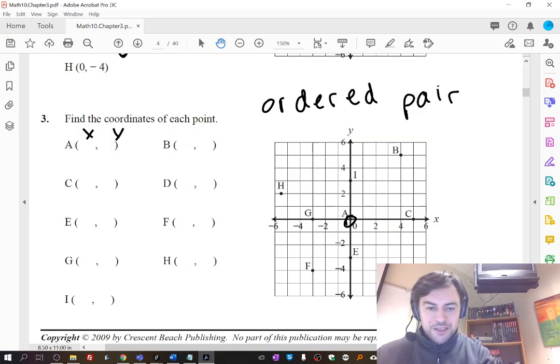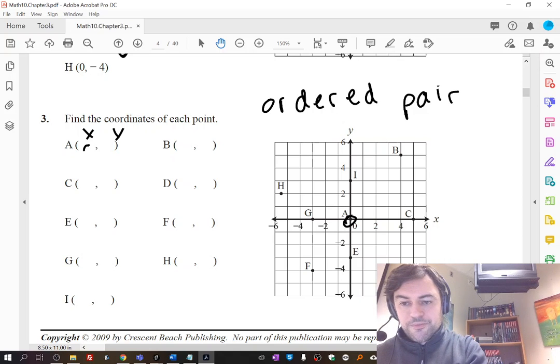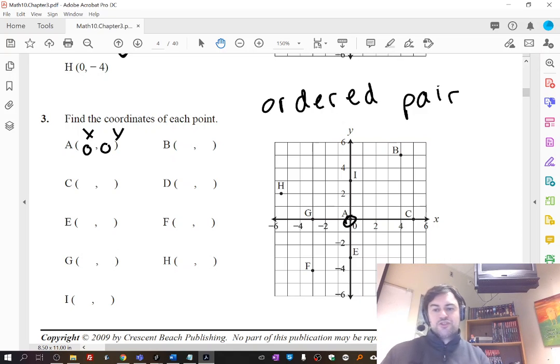So for A, you're just going to look at point A. A is right here. It's in the very center. And you're just going to write down the x and y coordinate of that point. So that's going to be at 0, 0. A is 0, comma 0. Which kind of looks like a face, a little owl or something.